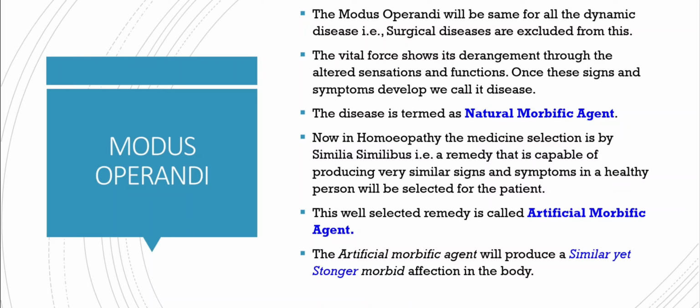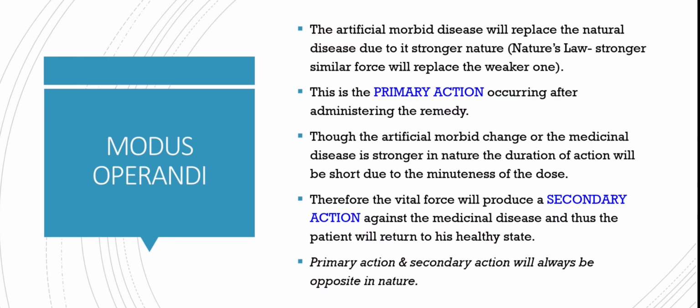Always remember, the artificial morphic agent will produce a similar yet stronger morbid affection in the patient's body. Once the homeopathic medicine is introduced into the body, what will happen? The artificial morphic disease will replace the natural occurring disease due to its stronger nature. That is the nature's law of cure. Now this is the primary action occurring after the administration of the remedy.